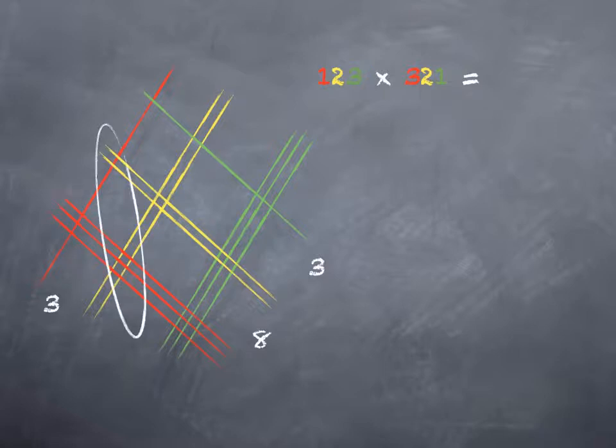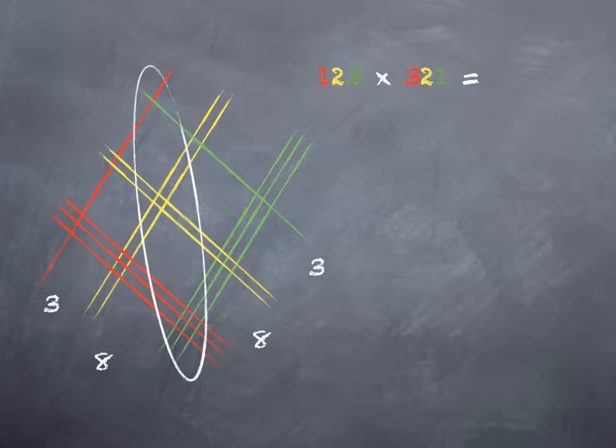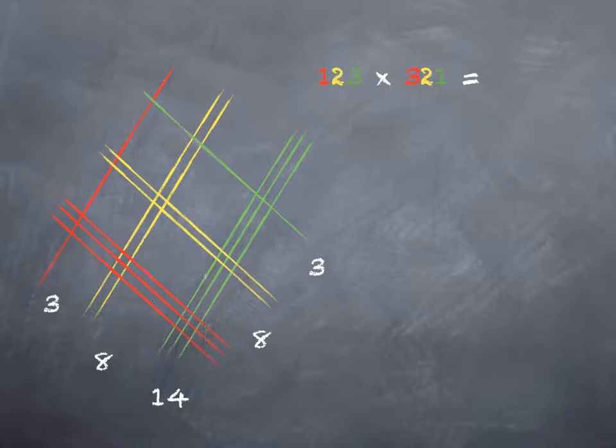Now I have red and yellow, so that's hundreds and tens, which is going to give me thousands. If you count them up, there are 8 of those. And in the middle, I either have red intersecting green, which is 1s and hundreds, or I have yellow intersecting yellow, which is 10s and tens. Either way, that's the hundreds place. And if you count them up, you wind up with 14 hundreds. Now, just like in regular multiplication, that's a problem. I can't have 14 in the hundreds place, so that really is 1,400.